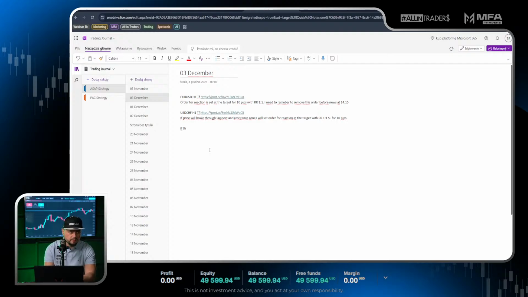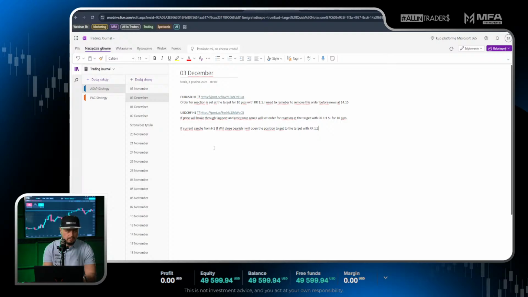If this current candle from the 1 hour time frame will close bearish, I will open the position to get to the target with risk to reward 1 to 2.